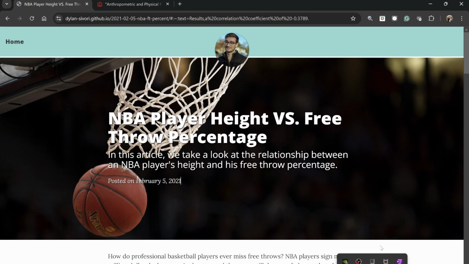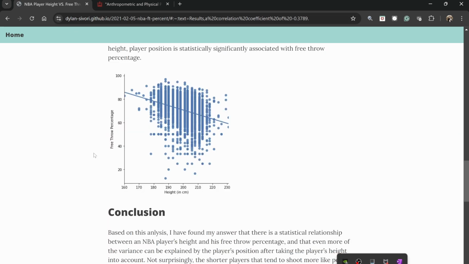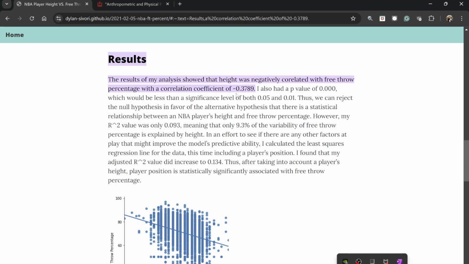The fact that shorter players tend to be better free throwers has been observed statistically. For example, in this blog post by a data scientist named Dylan Sivori, we can see that statistically there is a downward trend between the player's free throw percentage and height. The negative correlation, albeit weak, is significant.